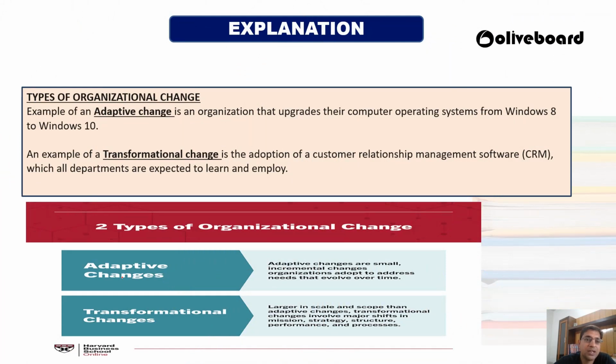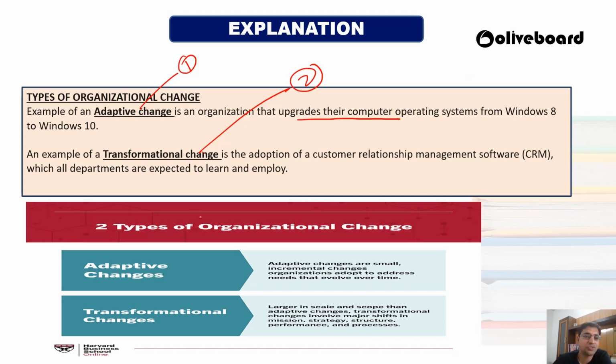So how many types of organizational change are there? Two types: adaptive change and transformational change. Okay, so under adaptive change, here you upgrade your computer. That is the example that I'm giving. Okay, you have Windows 9, you are converting into Windows 10.